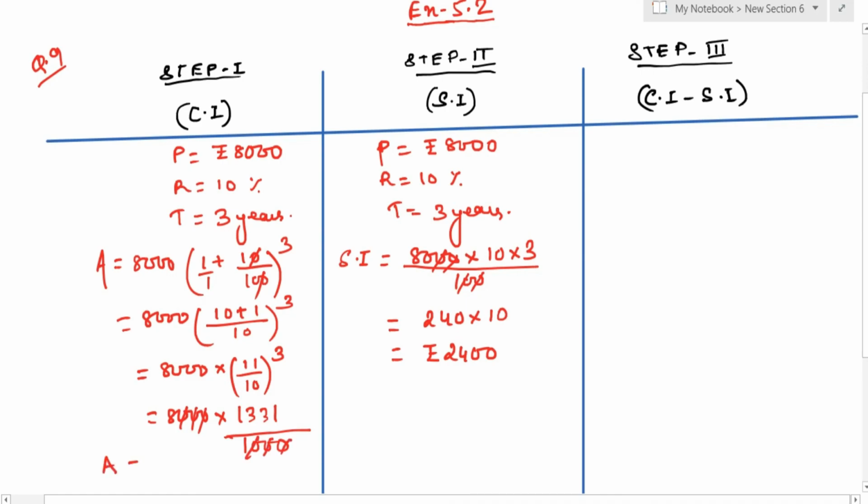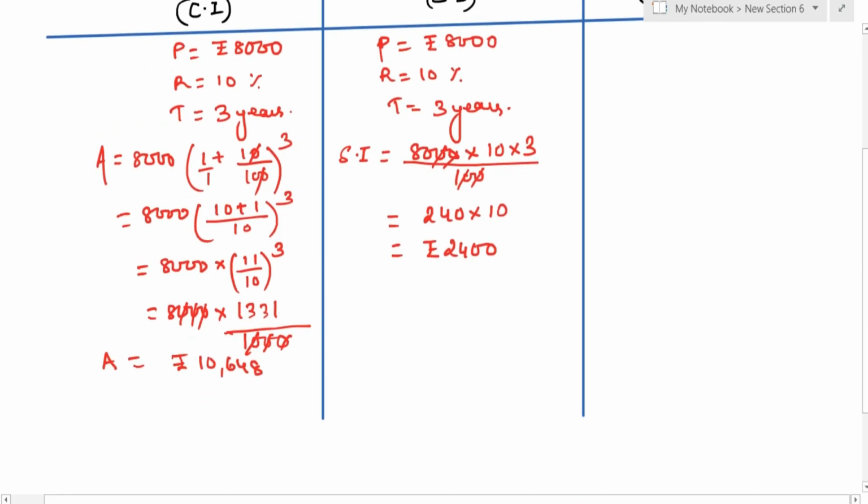And when we multiply 1331 with 8, we will get the answer, that is 10,648. So this is our amount. When we subtract the principal from the amount, we will get the CI, that is compound interest. Compound interest is equal to amount minus principal. So let us see how much is the difference. 8, 4, 6, this is 10, 10 minus 8 is 2.